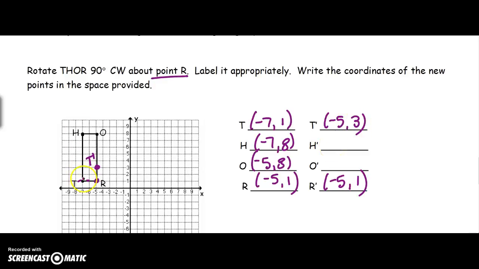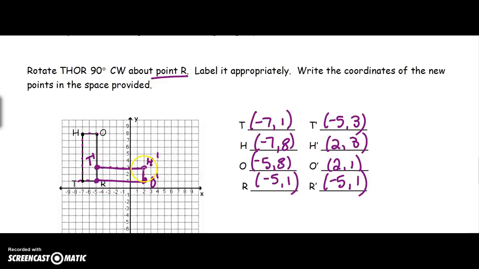Then we have to count how many units H is from T. So 1, 2, 3, 4, 5, 6, 7. So from T prime, we're going to count 7 and put a point, and that's H prime. And that ordered pair is (2, 3). And then the last one is how many units is O from H. So 1, 2, down 2. That's O prime, and that new ordered pair is (2, 1).